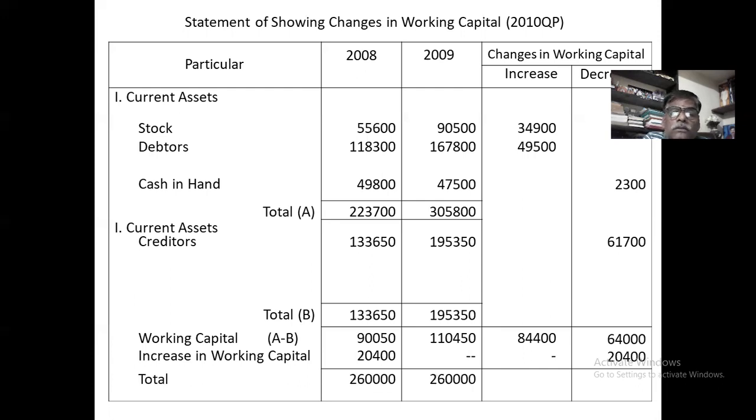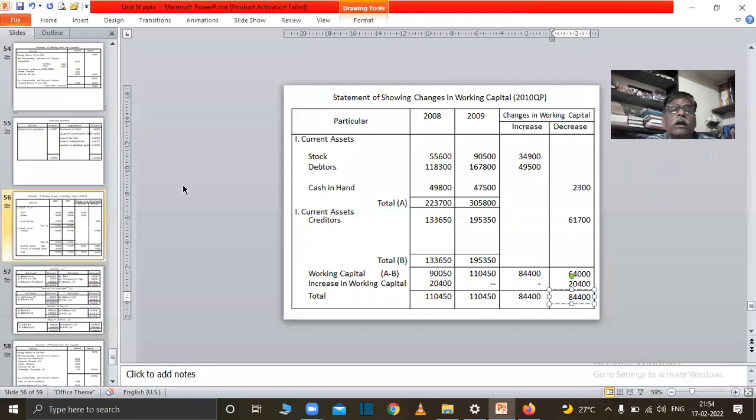Clear? You take the total. Total is different one. You take the total of this. So you take the total is 1,10,450, 1,10,450, 84,400, 84,400. This is the changes in working capital. Statement showing changes in working capital. Now we prepare the required accounts.